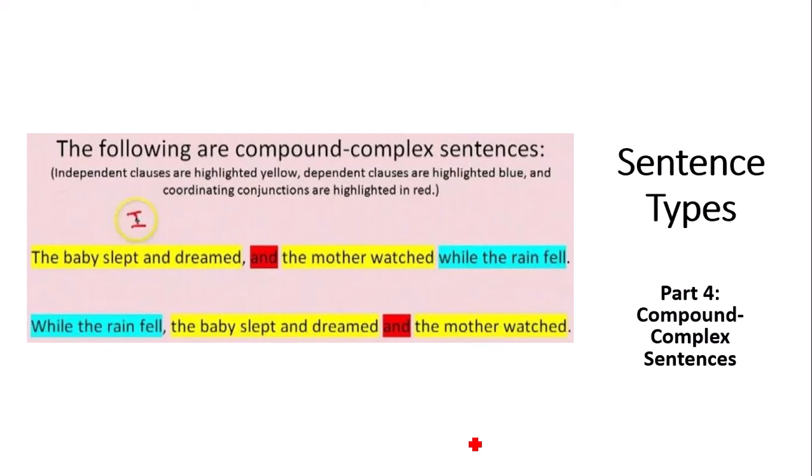Today we are going to look at compound complex sentences. And if you haven't heard of compound sentences or complex sentences, please click on my profile, and there is a list of sentence structures and grammatical errors, and those lectures are in there for you. So let's get started.